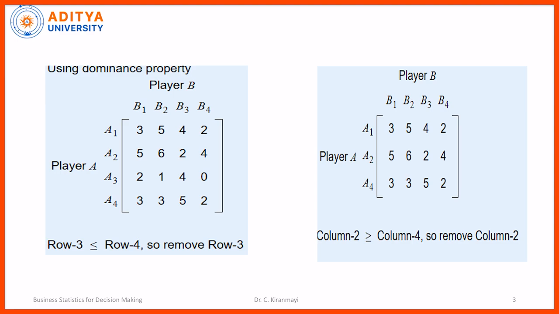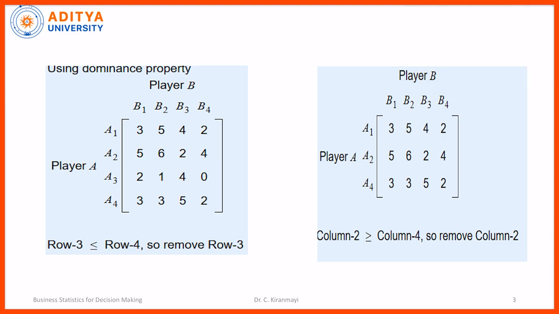Let us compare A2 and A3. If we compare 5 and 2, 5 is greater, 6 and 1, 6 is greater, 2 and 4, 4 is greater. If we compare 4 and 0, 4 is greater. But one element is lesser. Again here we cannot select which row is dominating and which row is to be deleted.